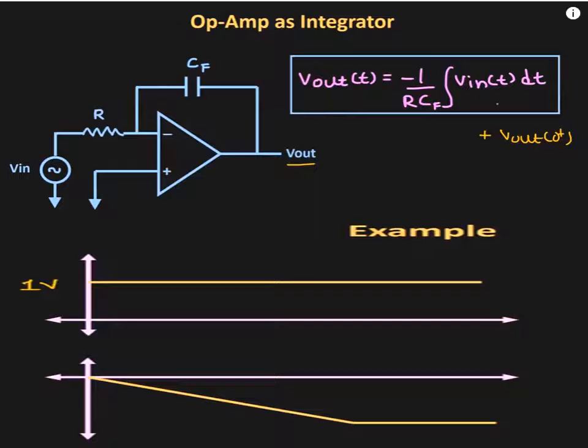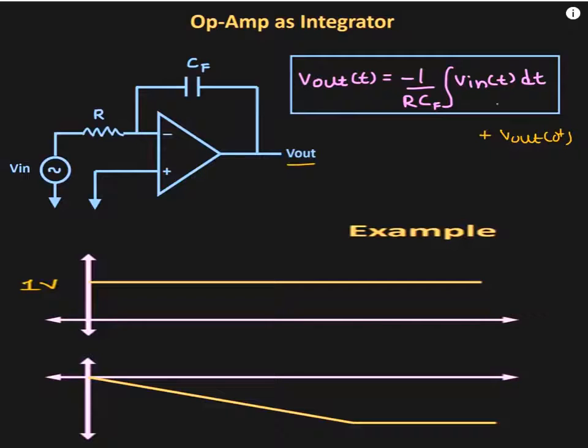Finally, the output I can rewrite as follows. In the previous step I had the derivative of V out. I want to eliminate that derivative, so I will integrate both sides, and it will get cancelled. So I will get V out of t equal to minus 1 by R CF integral of Vin of t into dt. Like this we can integrate the input. This is one example I have taken in this slide.